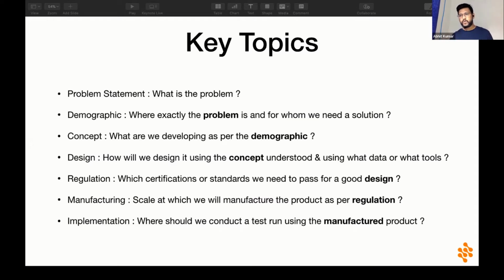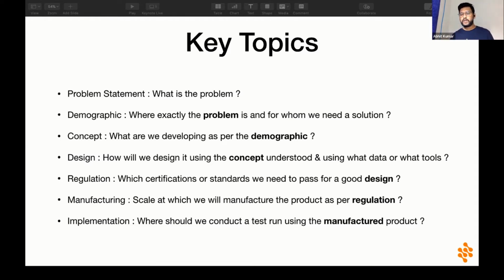What are the tools that are required for designing it? What is the data set that is required particularly for designing it? Pros and cons and all those concepts coming together and relaying it to a design process. That is where the design process happens. And then into play comes the regulation part.